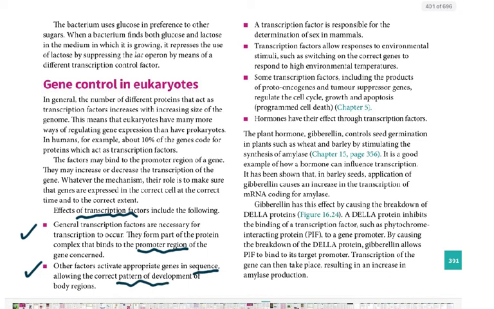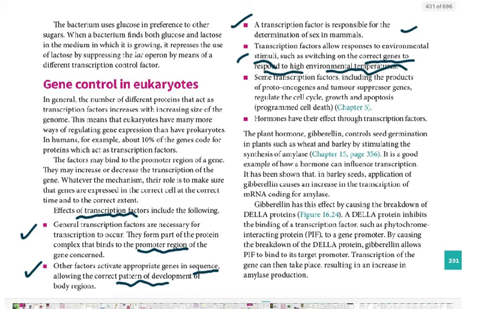Number three, a transcription factor is responsible for determination of sex in mammals. As you know, if it's an XY chromosome in the zygote, then the male reproductive organs will develop, the testes. While if it's XX, then the female reproductive organs have to be developed, which is the ovaries. Next, a transcription factor allows response to environmental stimuli, like switching on the correct genes to respond to high environmental temperatures.